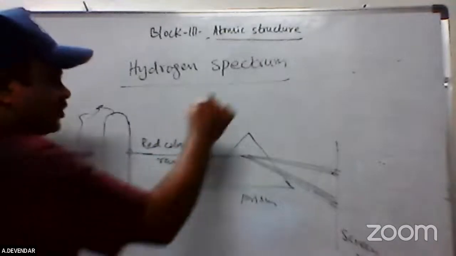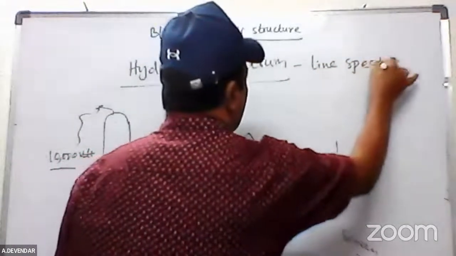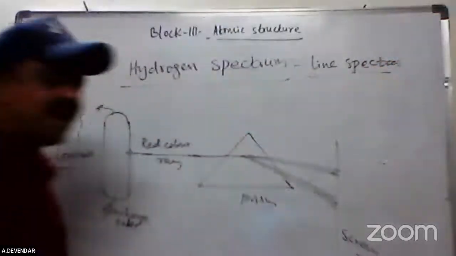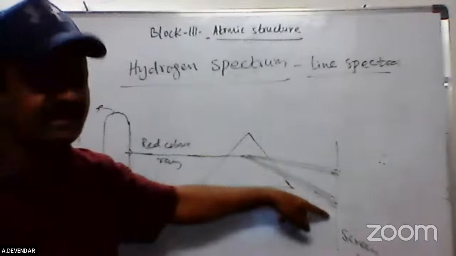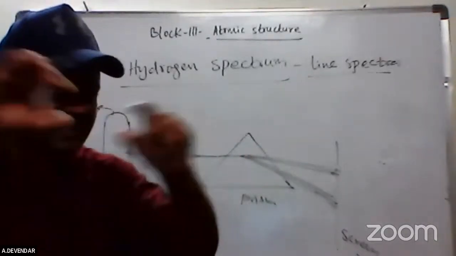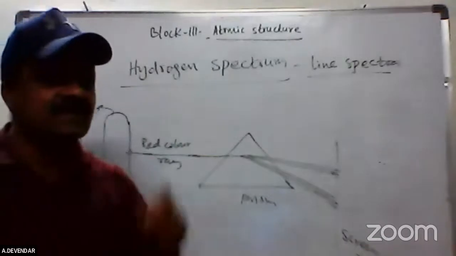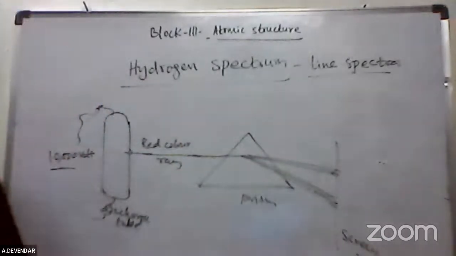Why? Because the hydrogen spectrum is a line spectrum. It is not a band spectrum. Line means for each line you can easily calculate the wavelength. In between one line and another, there are distinct gaps. That's why they are called well-defined distinct lines. So this is called the hydrogen spectrum.